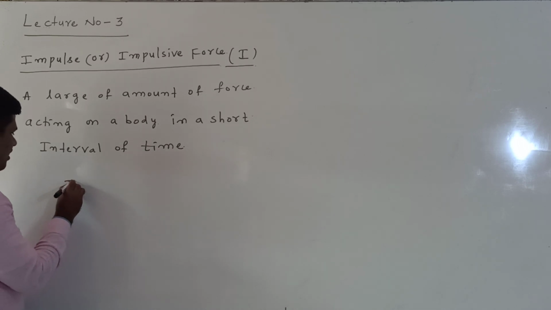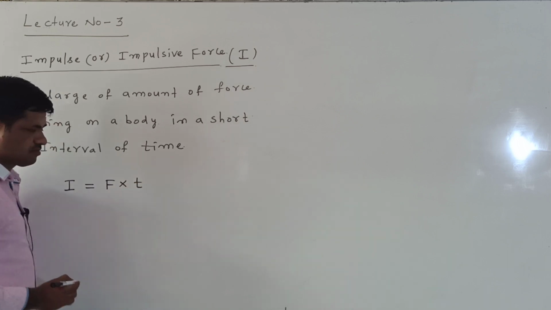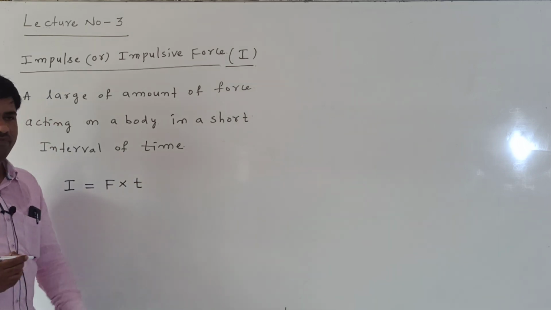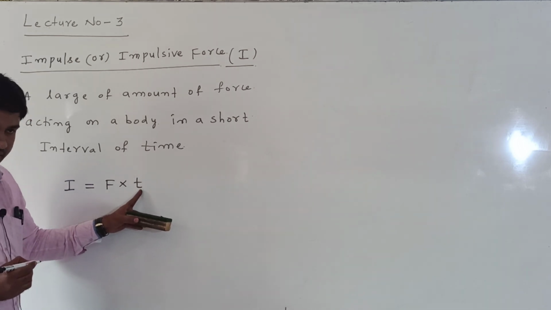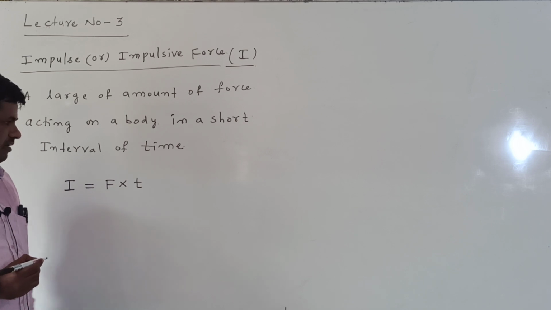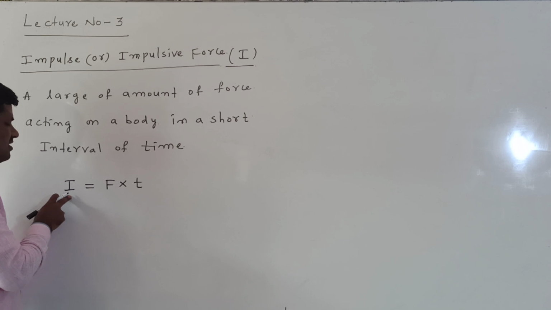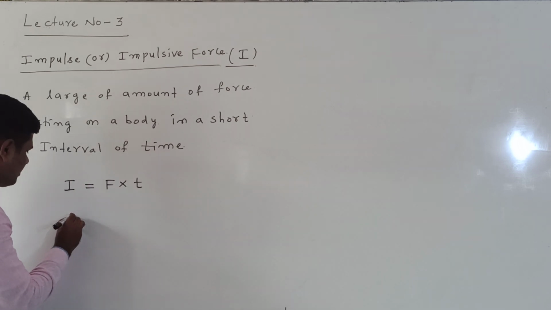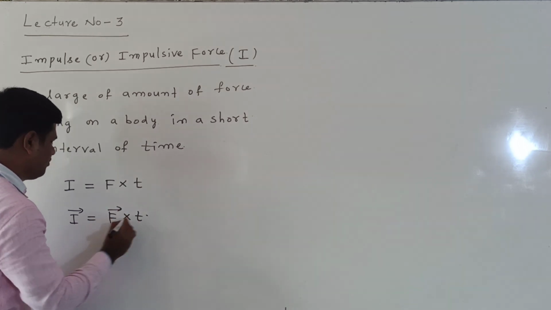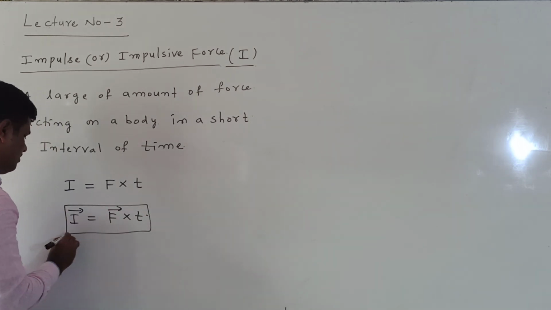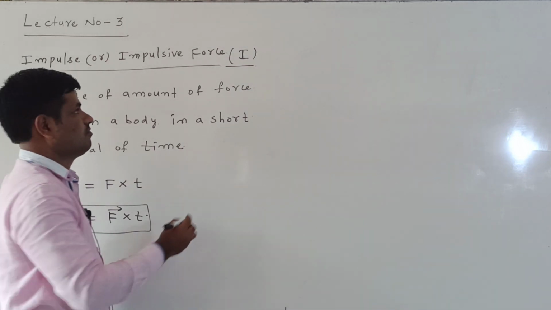Now, how can we define the impulse? Impulse can be defined as I equal to the product of force and time. I equal to F into T, where T is the time for which the force acts on the body. I is equal to F into T. Now this is a vector quantity. Why? Because the impulse is always in the direction of the force. So in vector form, I write I bar is equal to F bar into T. This is the vector form of impulse.